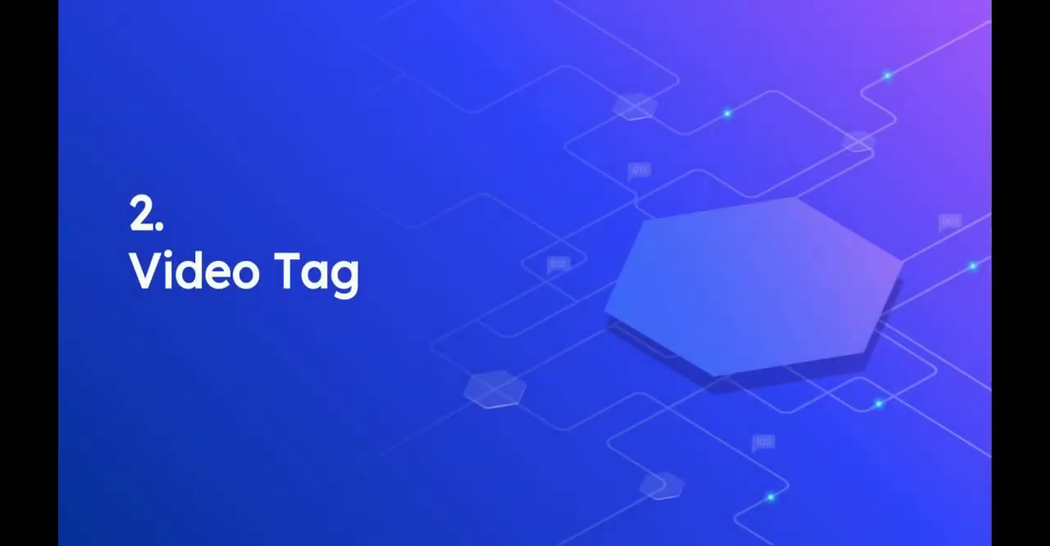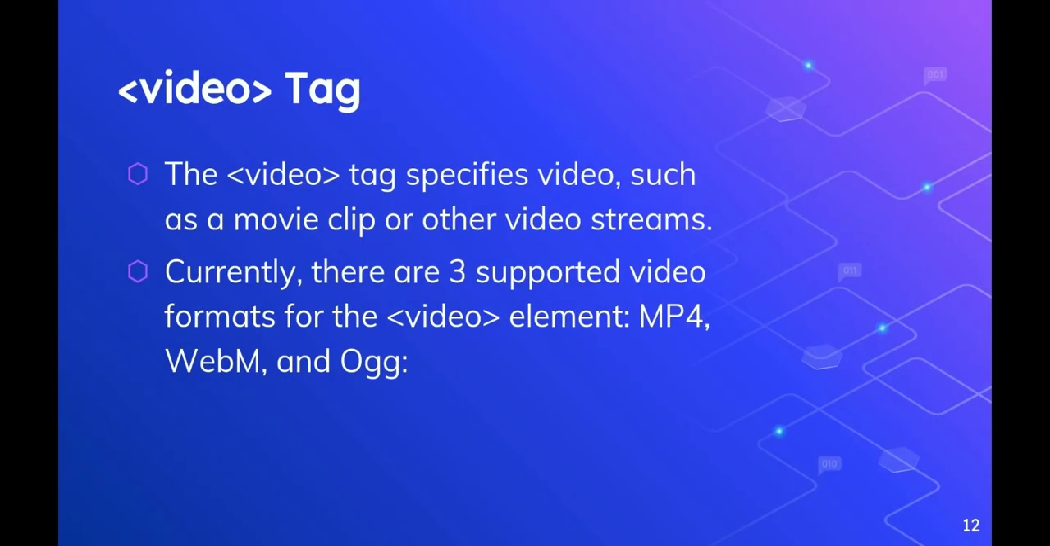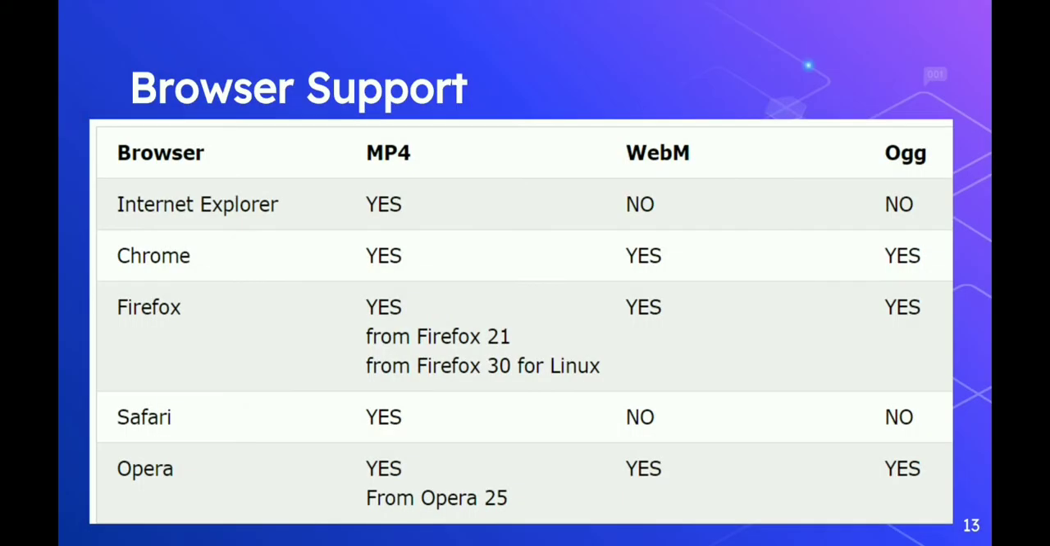Now we will move to the video tag. The video tag specifies videos such as a movie clip or other video streams. Currently, there are three supported video formats for the video element: MP4, WebM, and OGG. Let's see the browser support for the same. Internet Explorer supports only MP4, Chrome supports all three file formats, Firefox supports all three file formats, Safari supports only MP4, and Opera supports all three file formats.